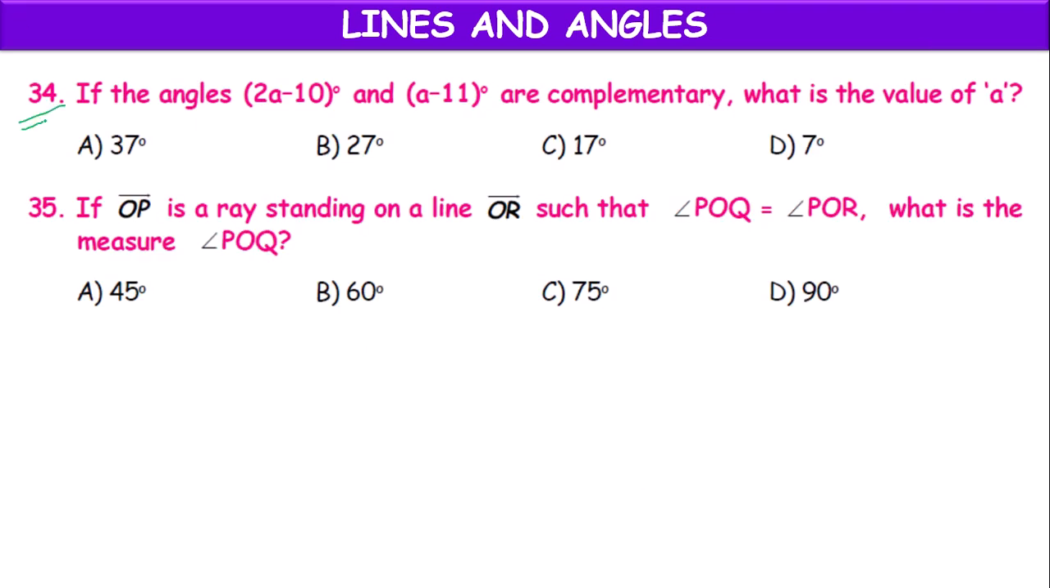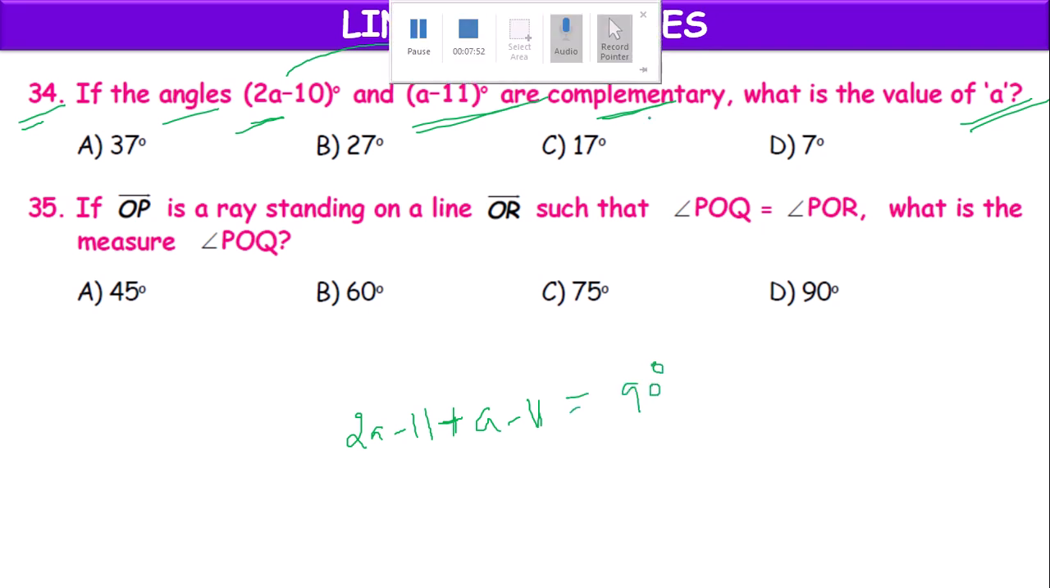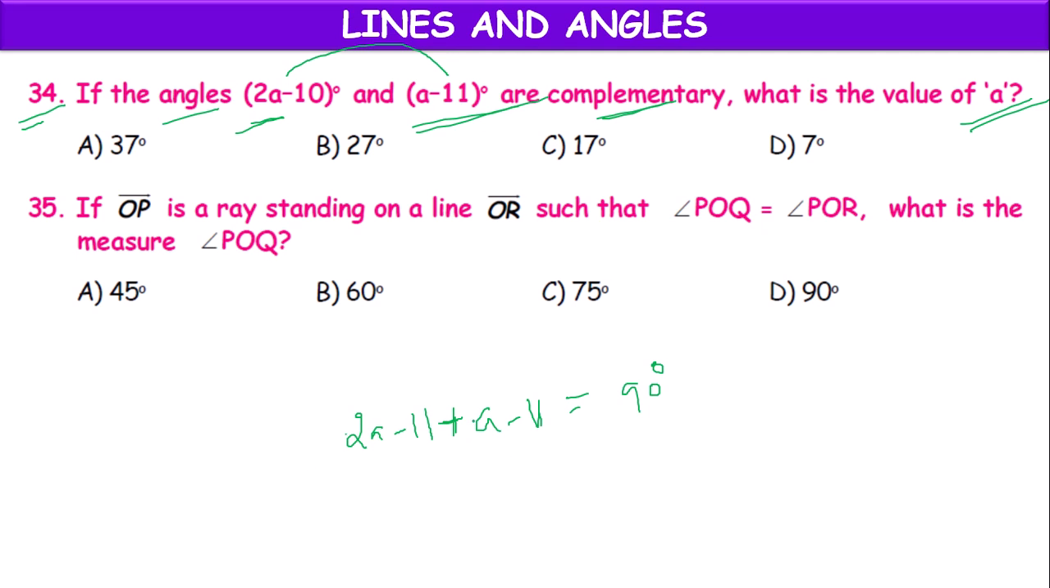Next one, 34th question. If the angles 2a minus 10 and a minus 11 are complementary, what is the value of a? Two angles are complementary means their sum, 2a minus 11 plus a minus 11, will be equal to 90 degrees. Then only they will be said as complementary. 2a plus a equal to 3a, minus 11 minus 22 equal to 90 degrees.